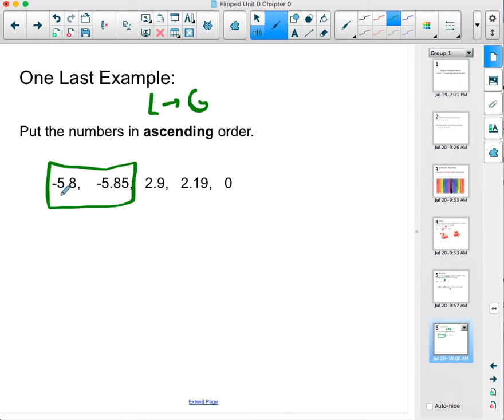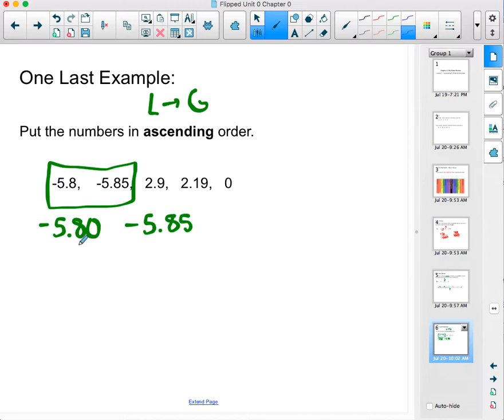So -5 and 8/10 and -5 and 85 hundredths. They are not the same length, so I'm going to add a 0 to my first number to make them the same length, same place value, and then I can start comparing them. Remember, with negatives, the one that is farther away from 0 is going to be the smaller of the two. The one that looks bigger is actually smaller.